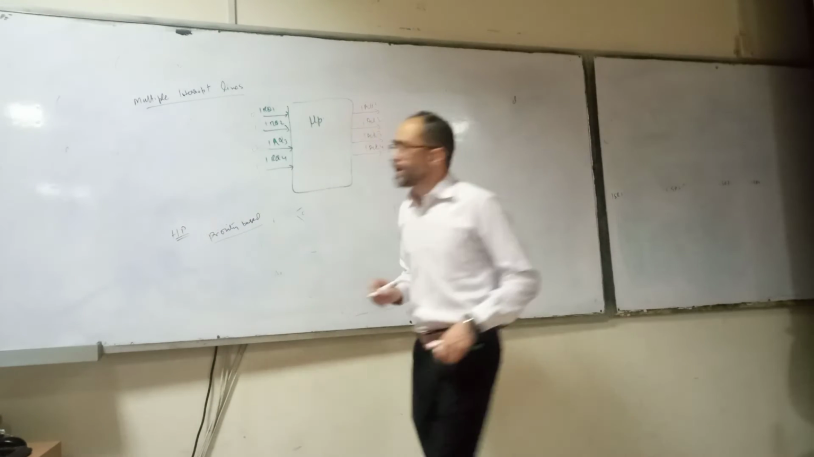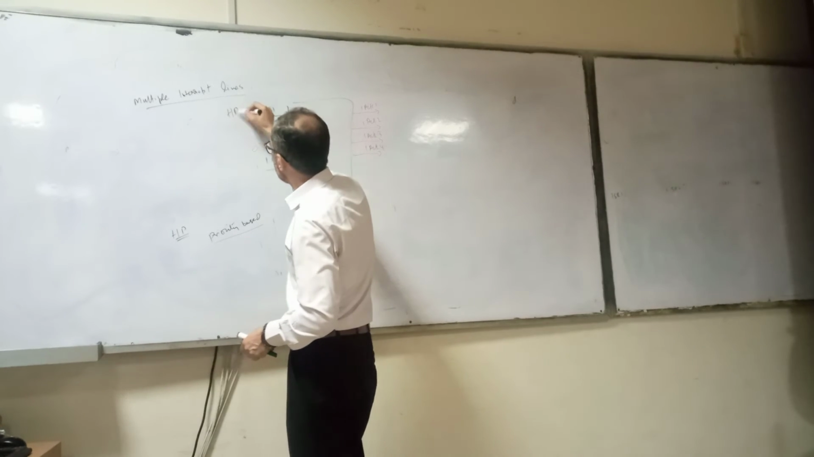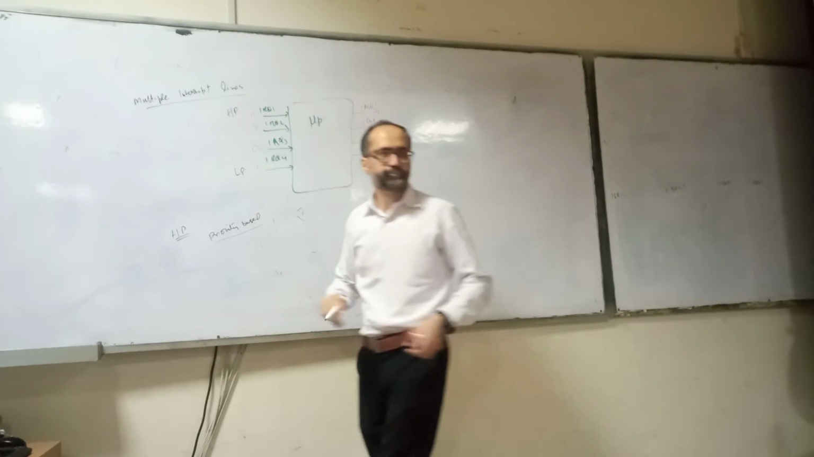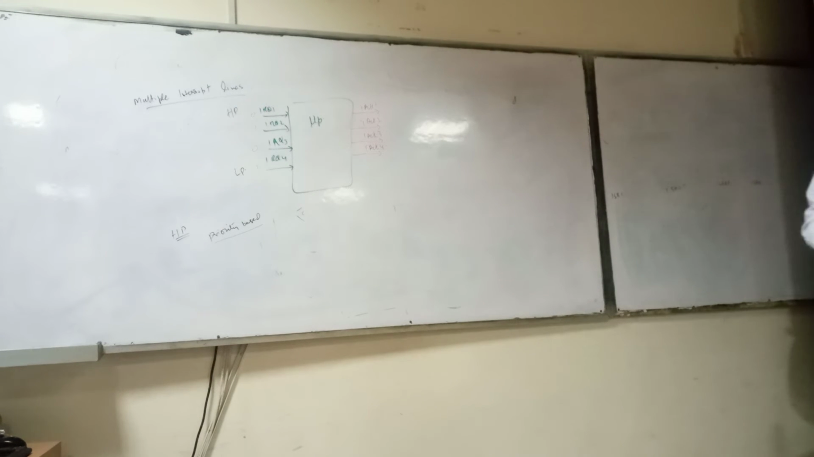Let's assume IRQ1 has the highest priority and IRQ4 has the lowest priority. Which will be served first? IRQ2 will be served first and IRQ4 will be served later. But it may cause starvation. Why starvation?